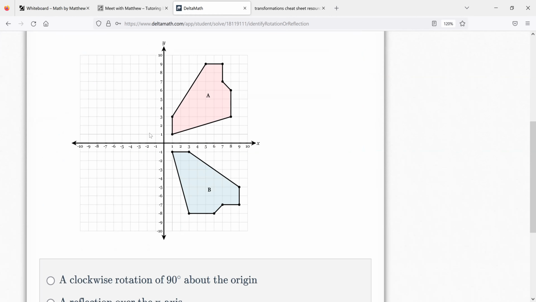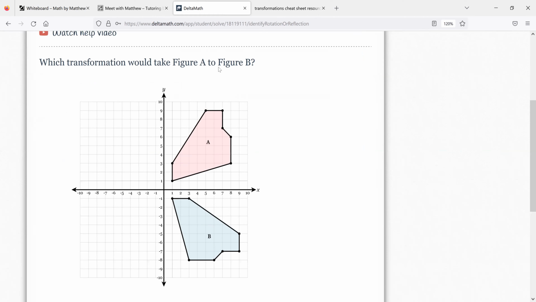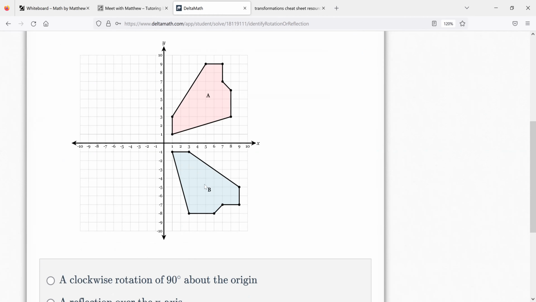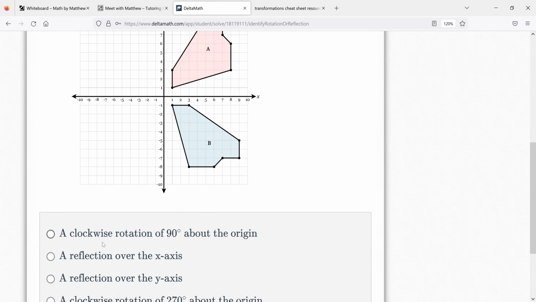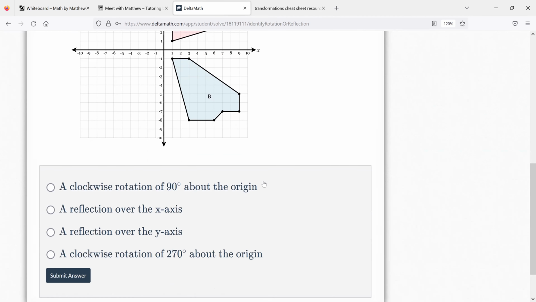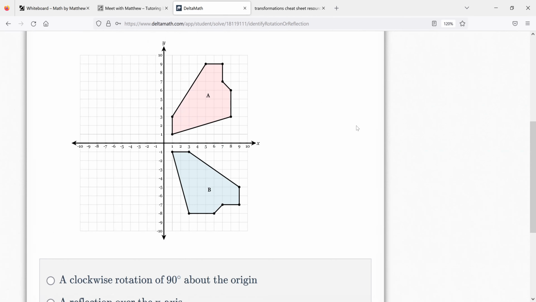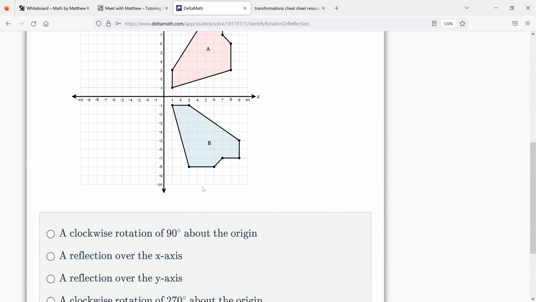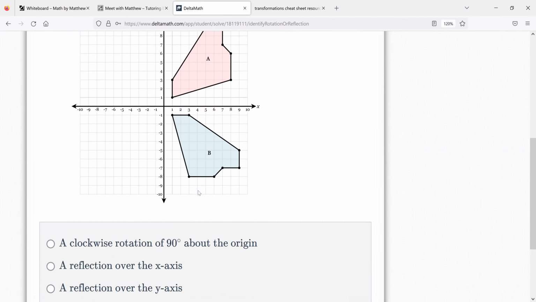Okay, this one we're going from A to B, and this one is not a reflection. So the question is, is it a clockwise rotation of 90? Clockwise goes to the right. Or is it a clockwise rotation of 270? That goes to the right, to the right, to the right, and then back up. What say you? Is this a 90 degree or is it a 270?